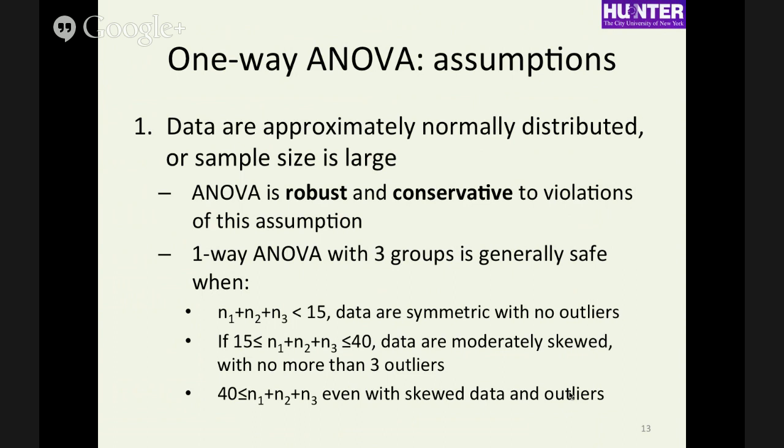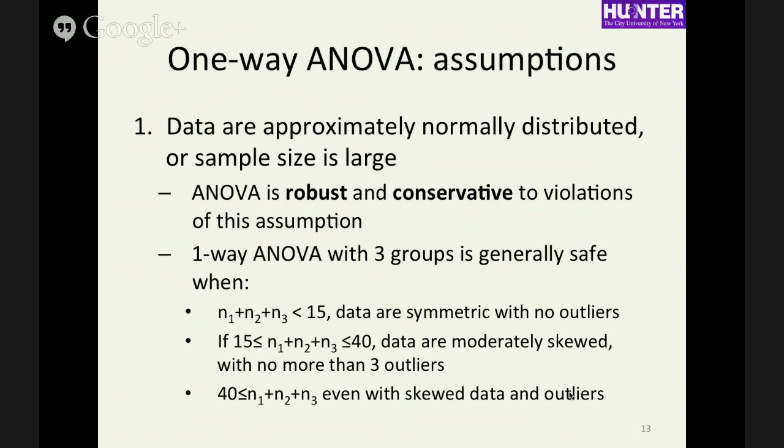Yeah, when you say data are symmetric, is that measured normality? Yeah, so what I do recommend is just plotting your data and seeing, does it look really non-normal? So if it looks kind of symmetric, doesn't have huge outliers, then you can use ANOVA even if your total sample size is less than 15. If your sample size is up to 40, then even with some skew and a few outliers, ANOVA is still fine. And as your total sample size is greater than 40, then even skewed data with outliers is probably fine.